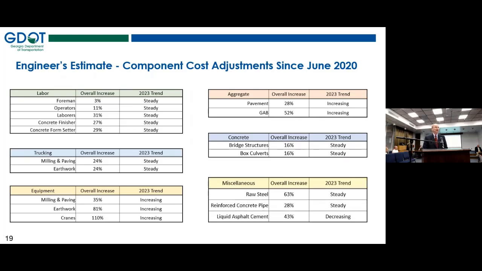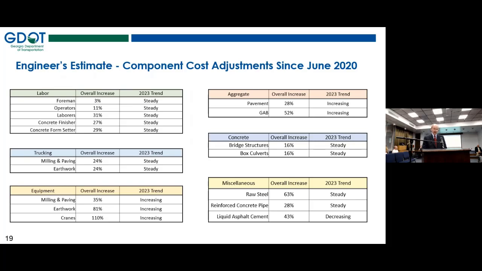Any of our estimates that deal with steel, we actually account for the amount of steel and that cost in it. You can see a big increase there, 63%. We feel that it's pretty steady in 2023. And then reinforced concrete pipe, we've increased that component of the purchase of pipe by 28% since June of 2020.